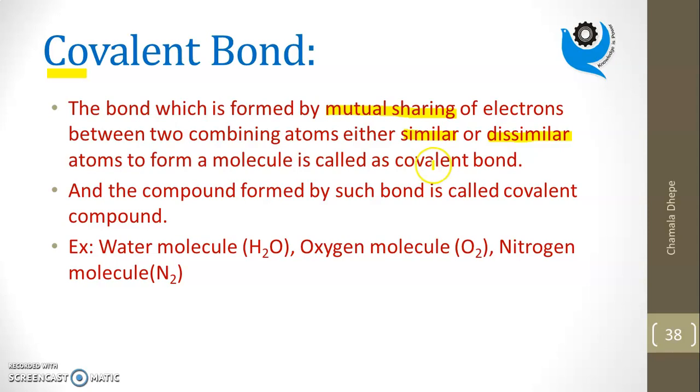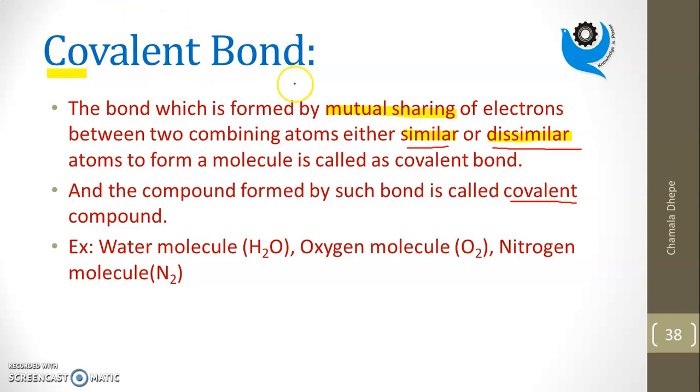Okay, the electrovalent bond is formed only between two dissimilar atoms, but a covalent bond may be formed either between similar or dissimilar atoms. And the compound which is formed by such a bond, we are going to call it a covalent compound.